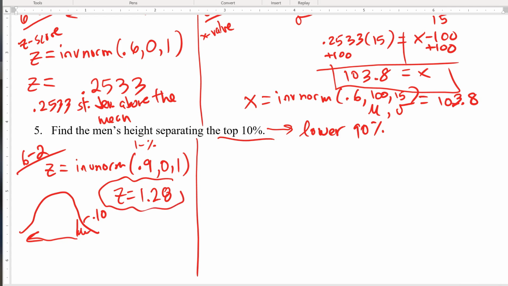That is not a percentage. Do not tell me 128%. That is a z-score. That means 1.28 standard deviations above the mean gives us the 90th percentile, or the top 10%. If I wanted an x, I can now take z is equal to x minus the mean divided by the standard deviation.